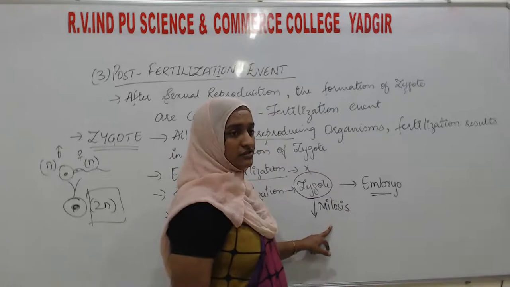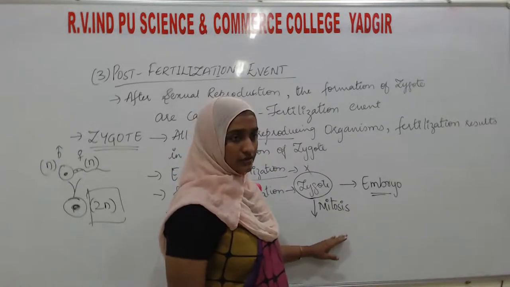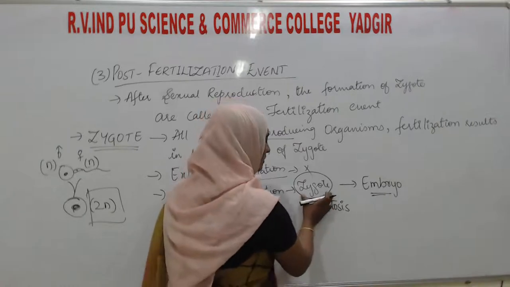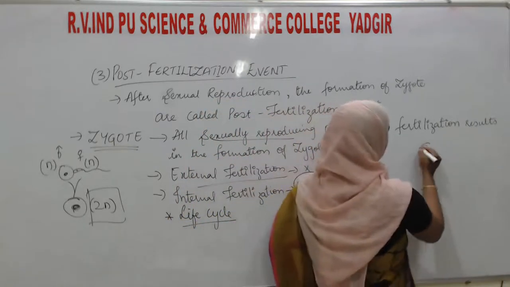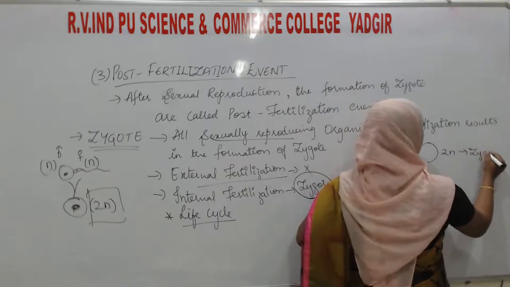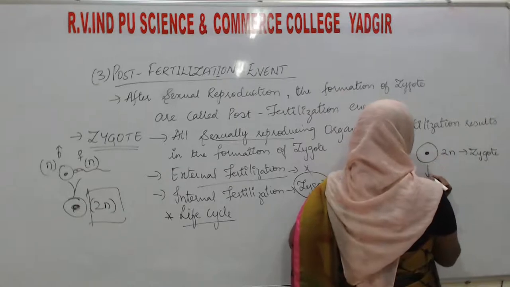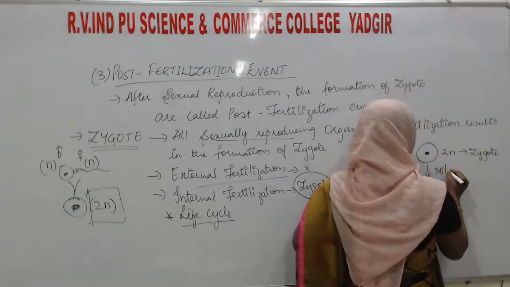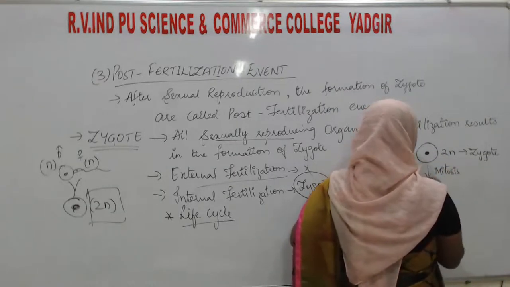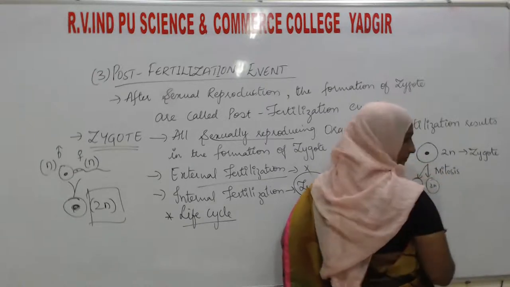Okay, mitosis, that is also known as the equational division. The zygote will develop. See here, I will show. Already this is diploid. What is it? This is the zygote. This zygote will undergo division. Which division? Mitosis. Then it will form two cells, which will be diploid.